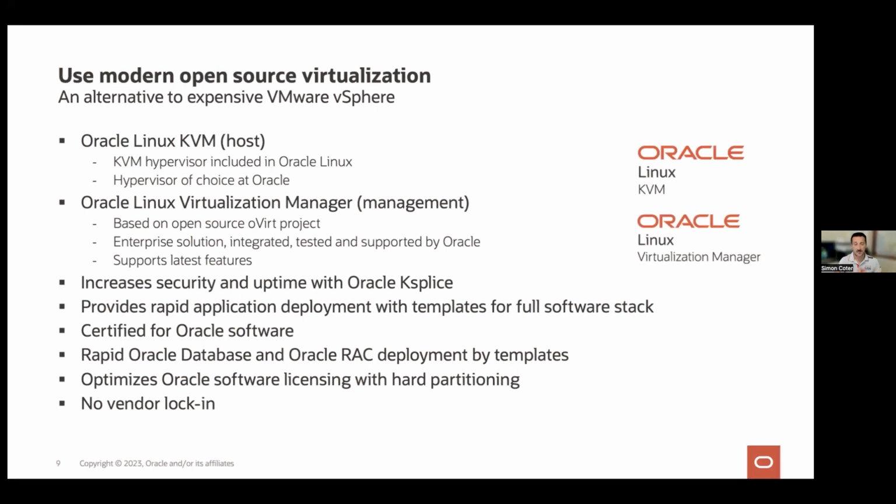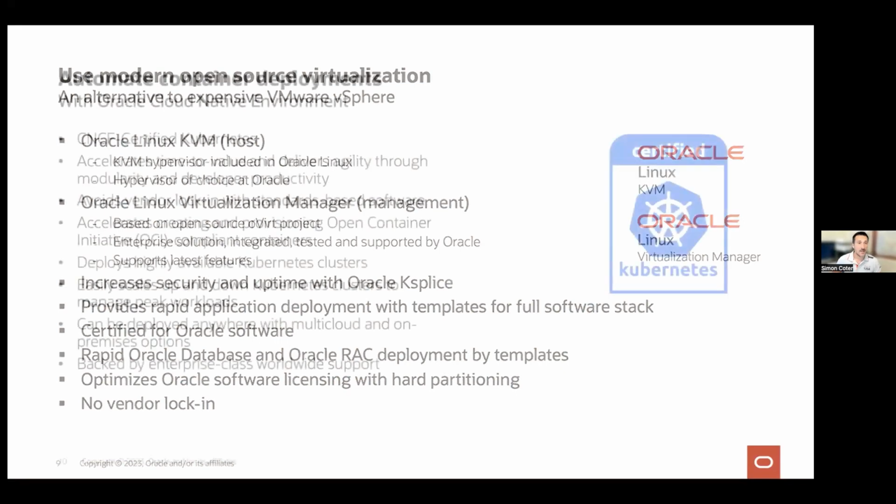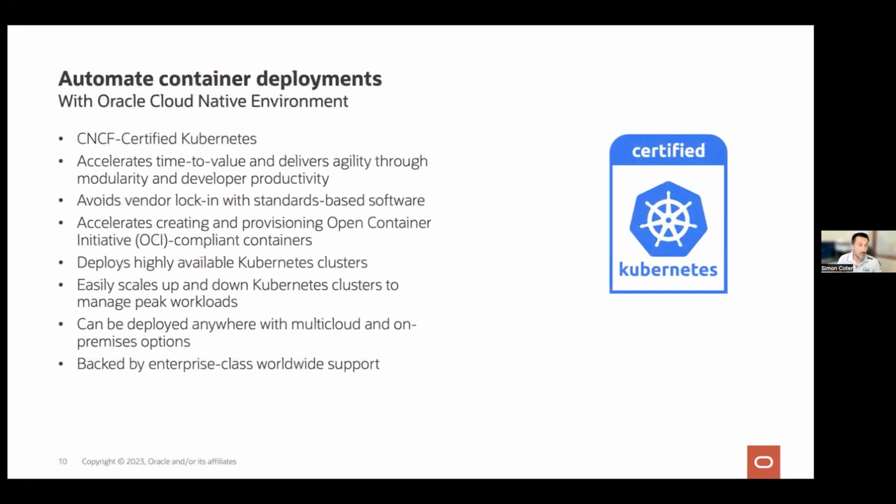And last but not least, there's no vendor lock-in. The KVM hypervisor comes thanks to the Linux kernel, and it's obviously not a lock-in because it's an open source project. Oracle Linux Virtualization Manager, again, comes from another open source project called oVirt. So at the end, the entire solution does not really introduce any kind of lock-in.